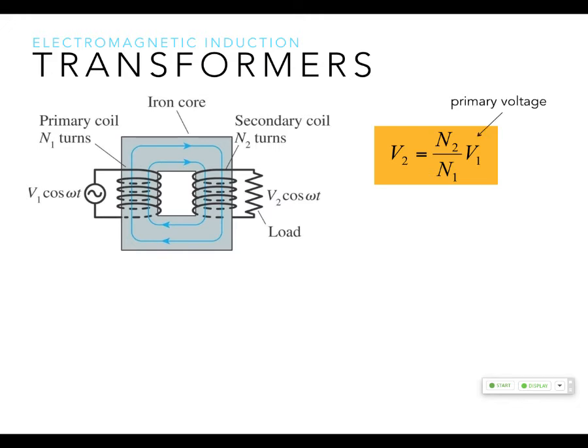So anyway, if you want to make a transformer, here's your initial voltage, V1. You just have to have the ratio of your turns the way you want it. So if you want to go up in voltage, that means this one should have more turns. If you want to go down in voltage, that means this one should have more turns. Okay? All right. So primary voltage, secondary voltage.